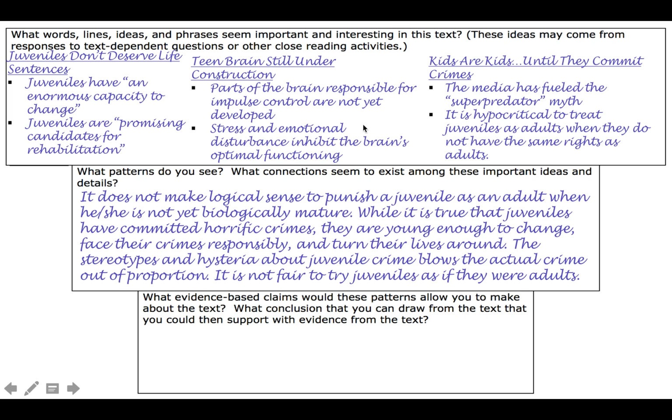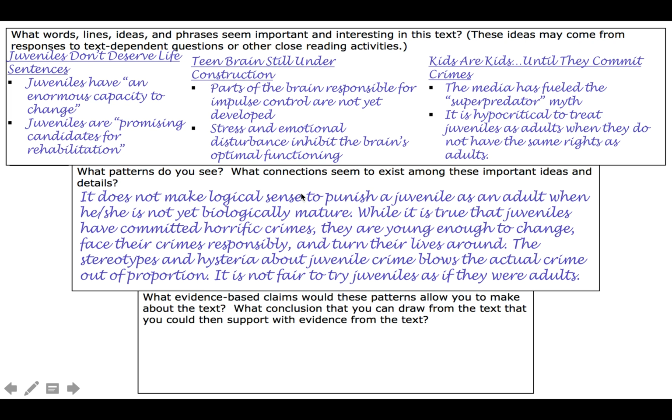Now that I have this, okay, again, I'm putting together these ideas, trying to narrow them down. We narrow it down even further. And this is where we get to our thesis, or at least a draft of our thesis. So the question is, what evidence-based claims would these patterns allow you to make about the text? And when it asks about claims, we know that that's synonymous with thesis. And then lastly, what conclusion can you draw from the text that you could then support with evidence from the text?